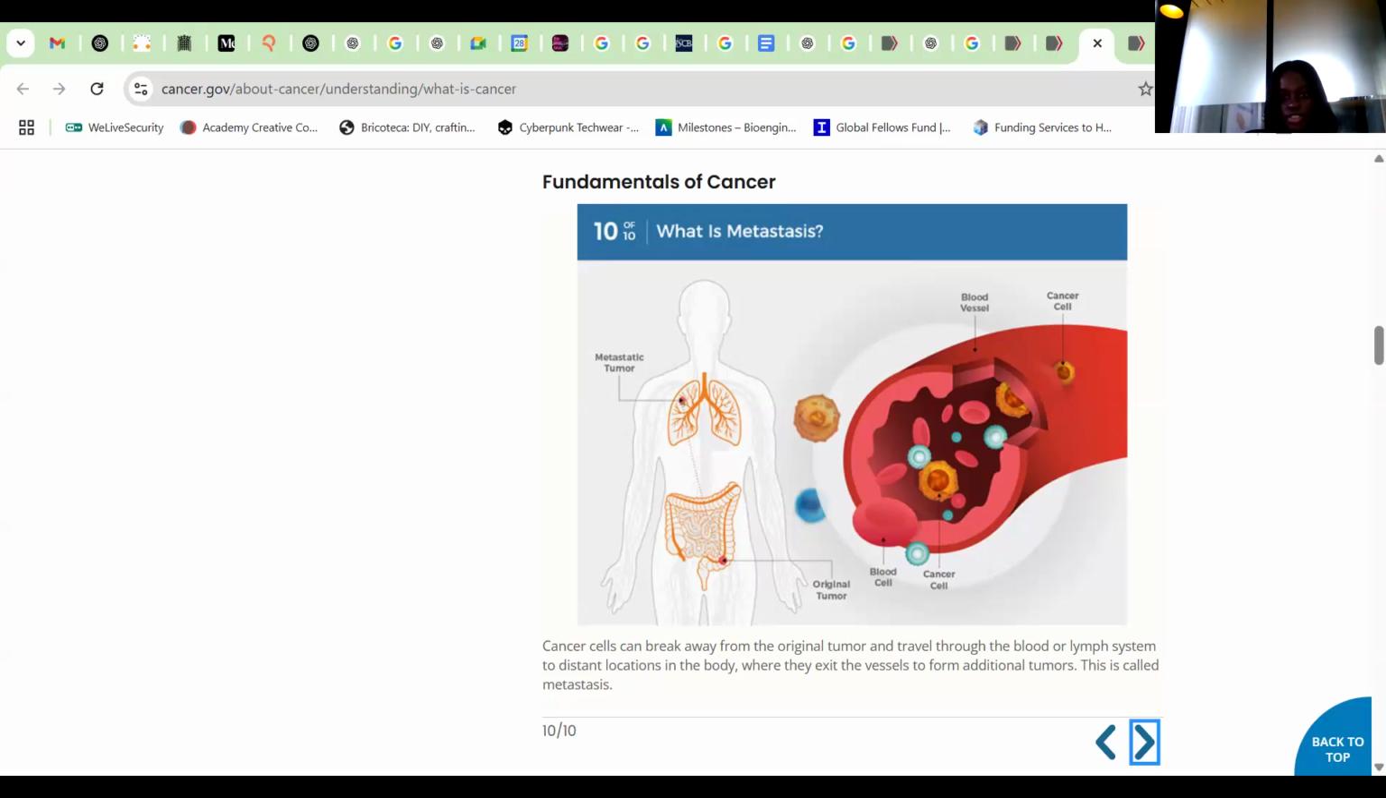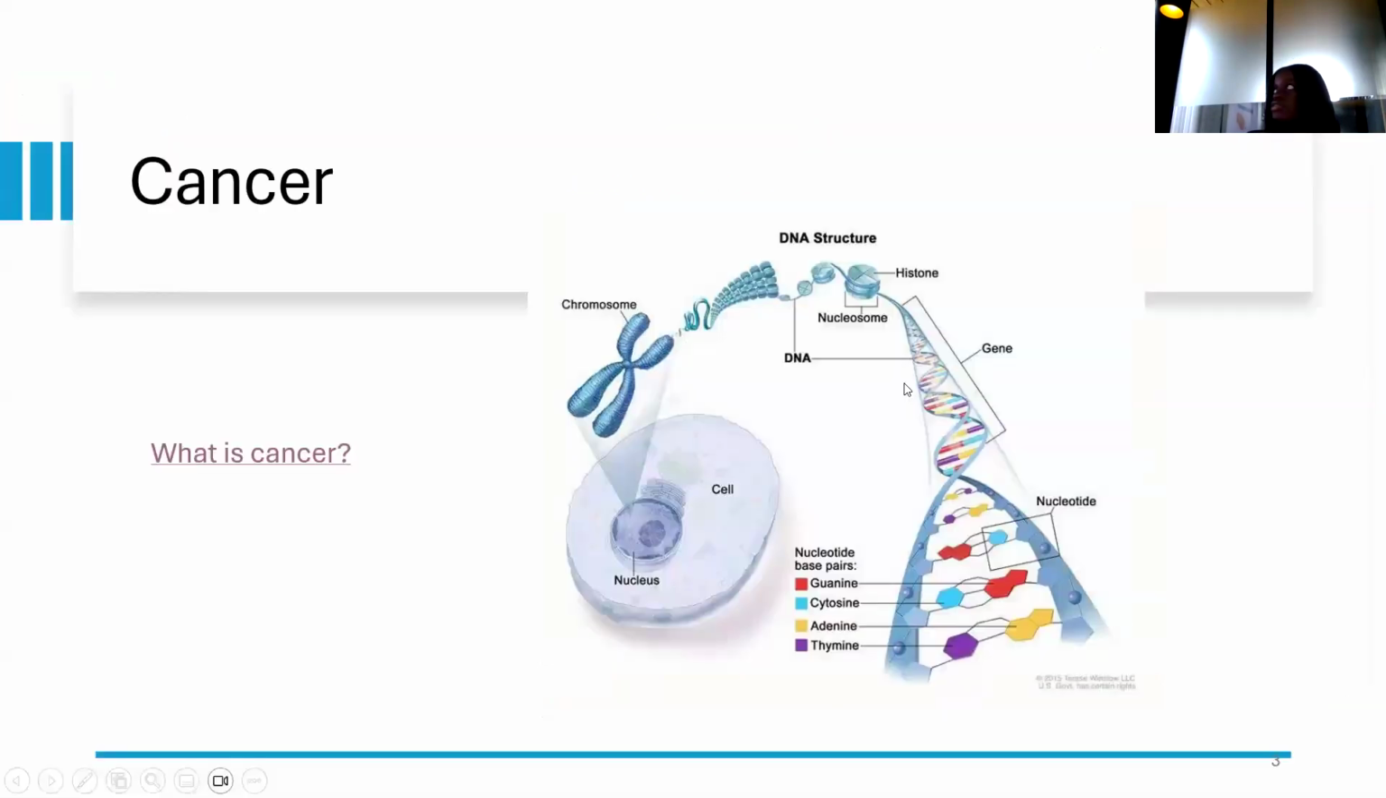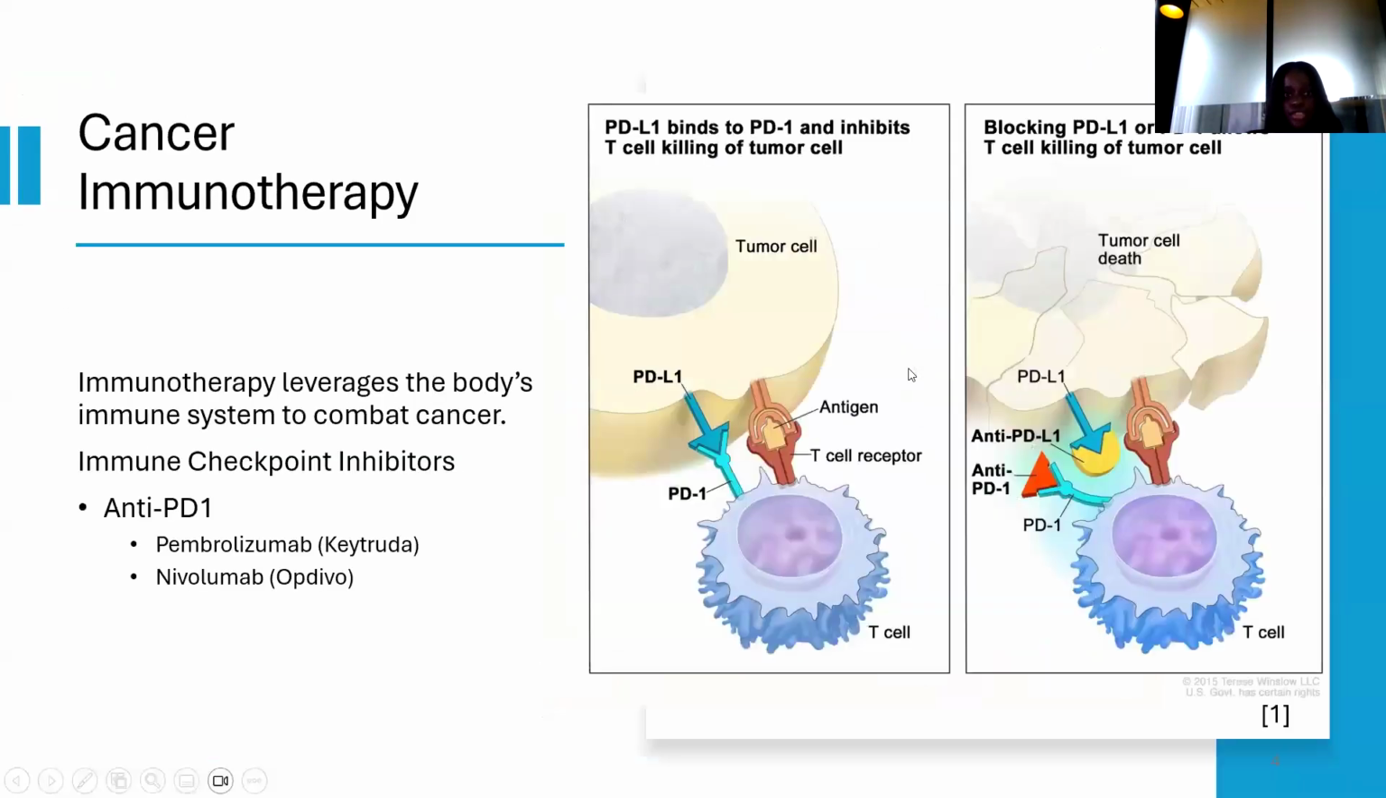So going back to the slides. Yes. So going on to speak about cancer immunotherapy, which is the treatment that I mostly look at. I'm looking at two types of immunotherapy called anti-PD-1 and anti-CTLA-4. And what immunotherapy does is it leverages the body's immune system to combat the cancer.